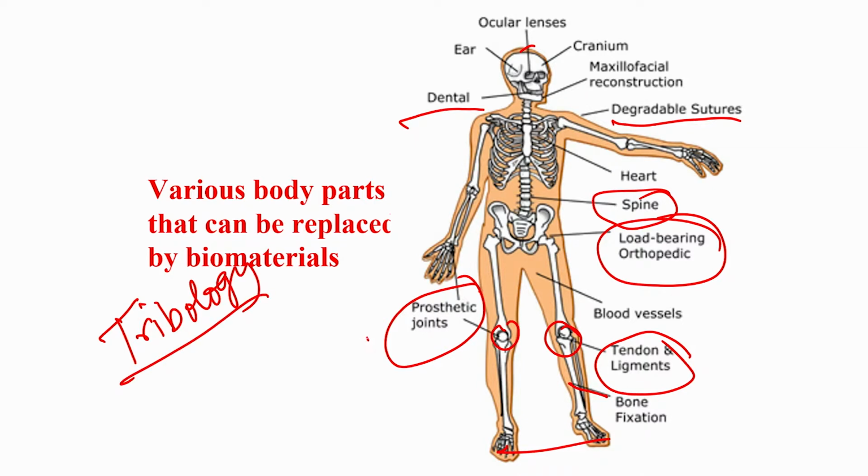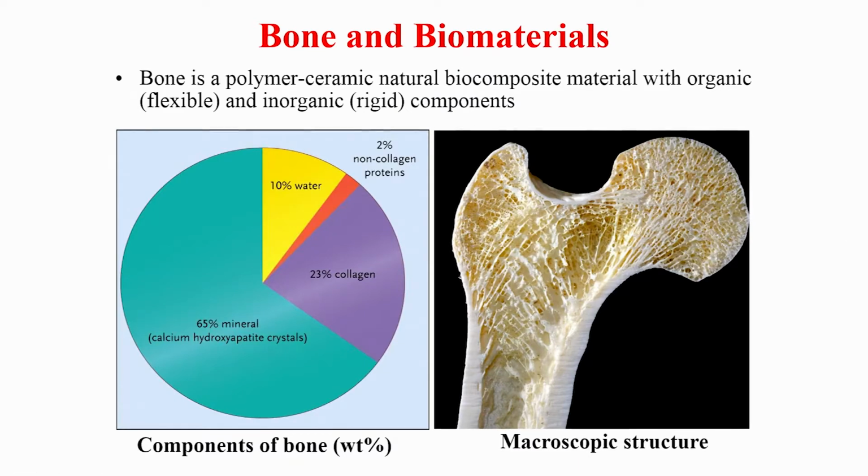Now, I will put a star there. These are the starred ones: load bearing orthopedic prosthetic joints and also the knee joints. Here friction and wear is important. Dental applications, friction and wear is important. To some extent spine and neurosurgical implants. So, these are the major areas where tribology plays an important role, or where friction and wear properties play an important role. Okay.